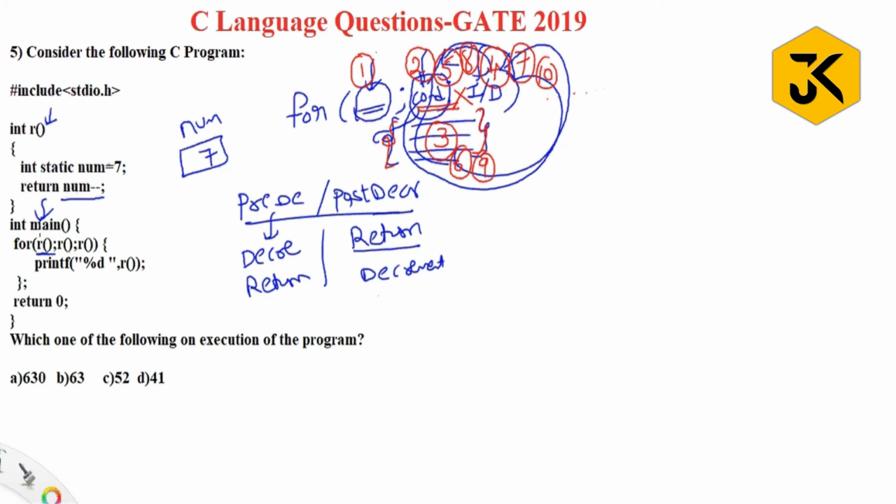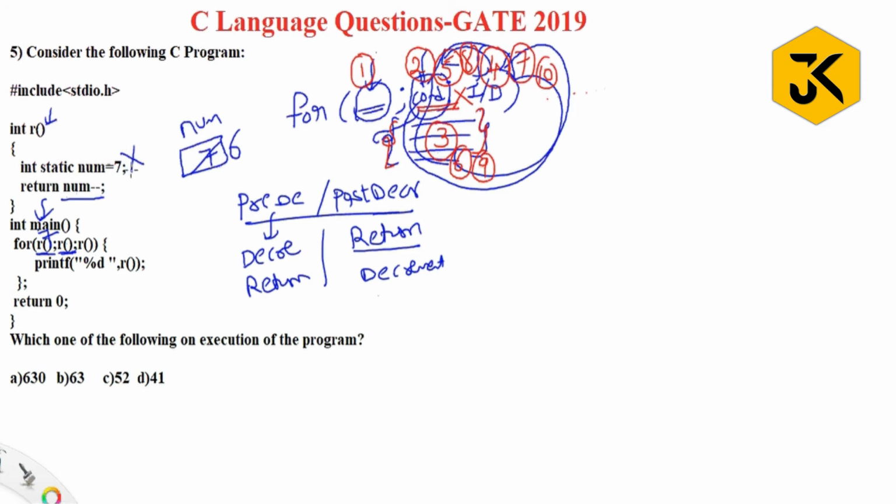So what will it get here? It gets the value 7, which is present in num. Then it decrements. That you need to understand. Then the first statement is complete. Then the second is the condition statement. In the condition they have once again given the R function, so it calls this function once again. The num value is now 6.